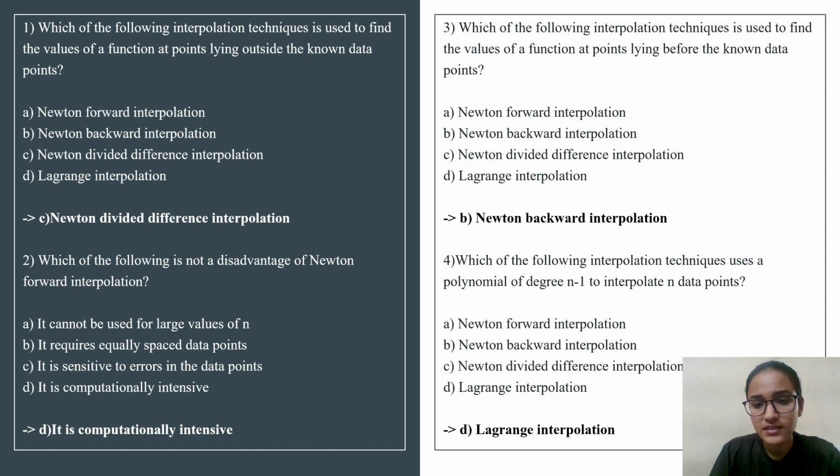The next question is, which of the following interpolation techniques uses a polynomial of degree n minus 1 to interpolate n data points? So the correct answer for this will be Lagrange's interpolation.